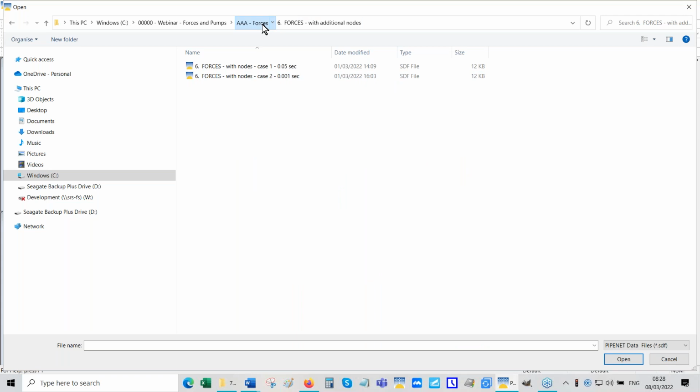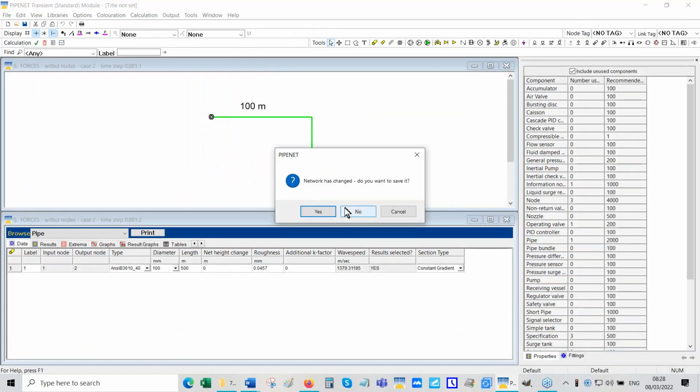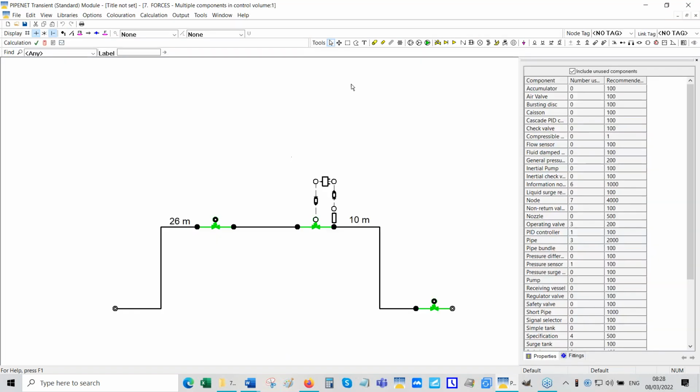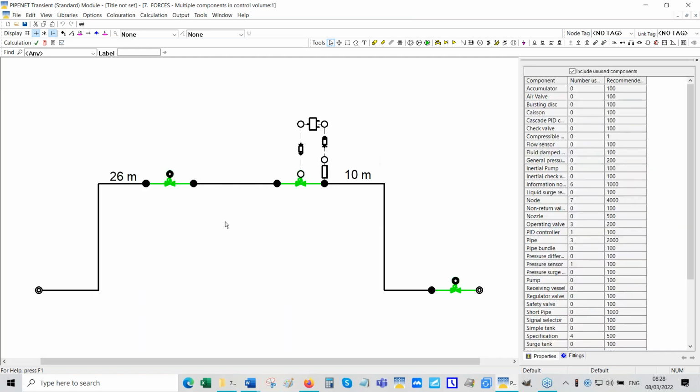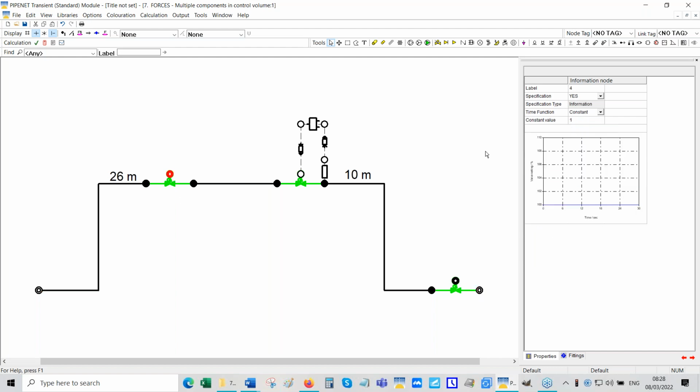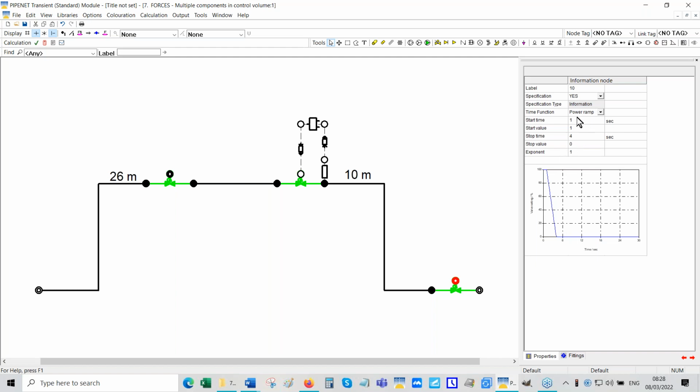So let's see. That's a network. The pressure here is 10, 0. That valve remains open constantly. That valve closes in 3 seconds. And this is a control valve.